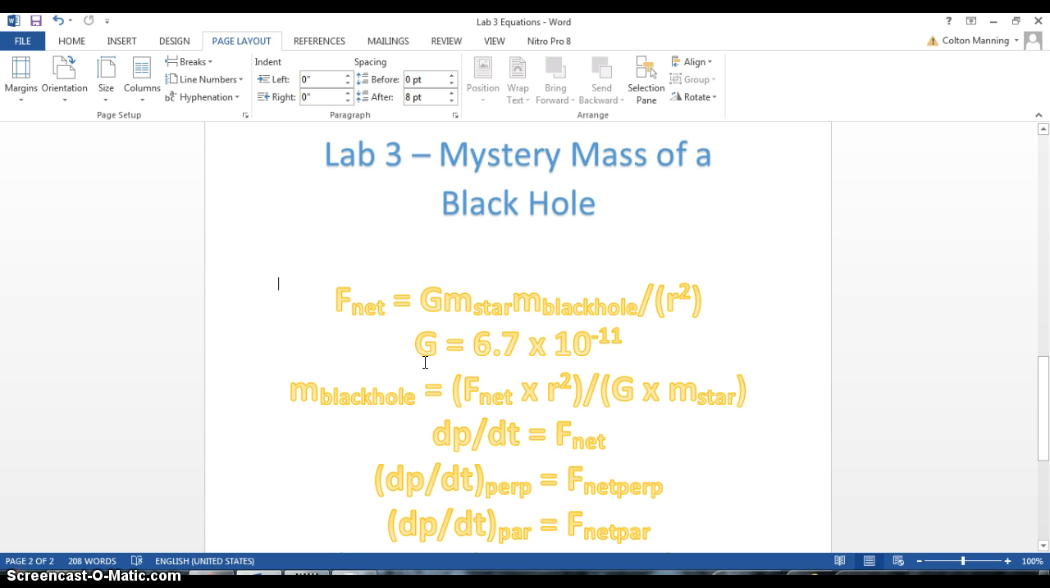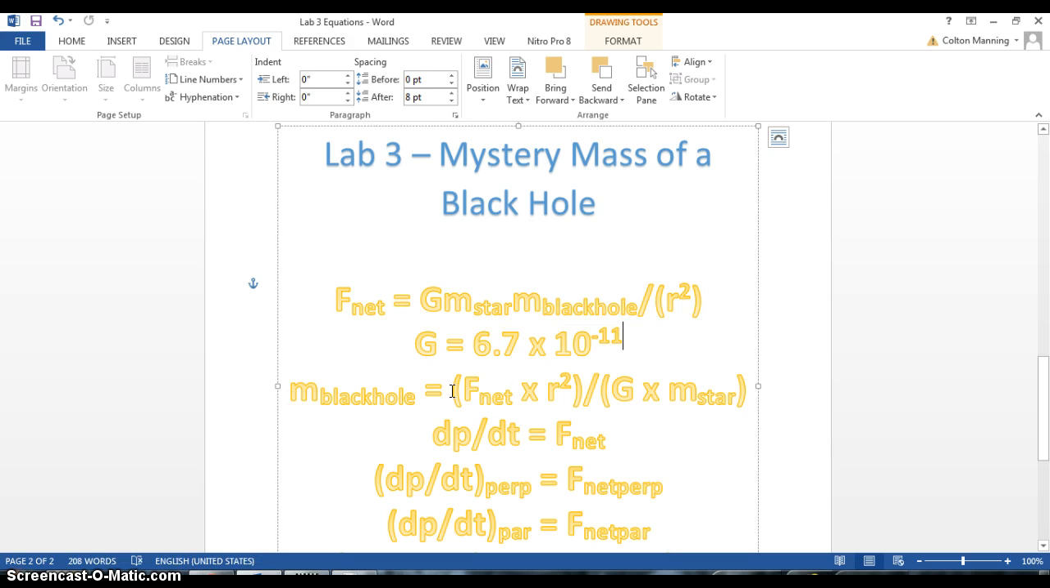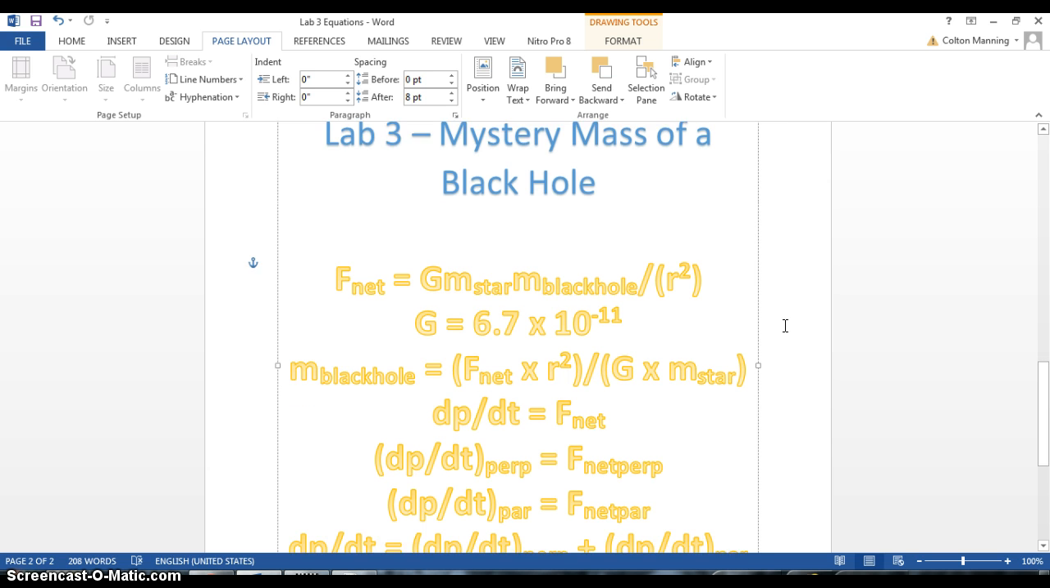Now, the gravitational constant is equal to 6.7 times 10 to the negative 11, and we can derive this equation shown here to equal the mass of the black hole by rearranging a few variables. This is the equation we're going to be using in our tracker, or excuse me, VPython data, so that way we can find the mass of the mystery object, which is potentially going to be a black hole. So this black hole mass is equal to the magnitude of the net force vector times the radius squared, divided by the gravitational constant times the mass of the star.